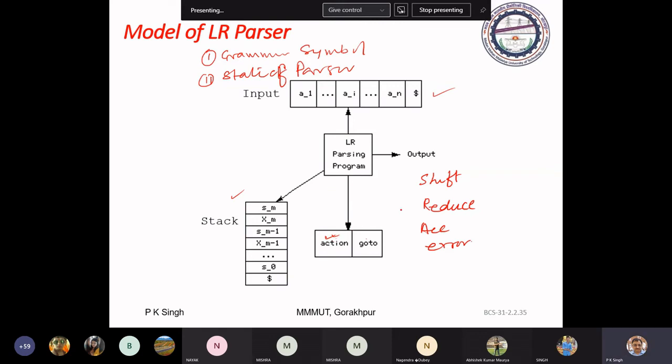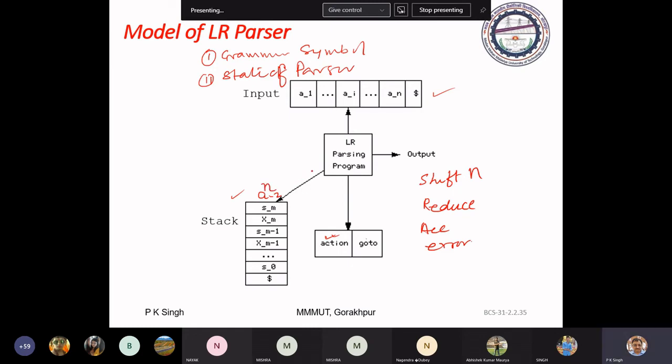Shift action in this action field, shift action is associated with a state. Shift n, n is the state. So what we do, if the parser says shift action, then we shift the current input symbol onto the stack. Suppose the current input symbol is ai. So we shift ai onto the stack, and next, if shift n is written, then next is n.